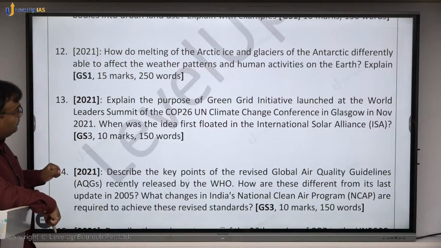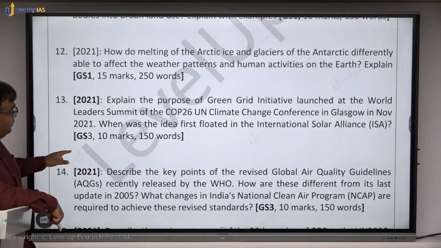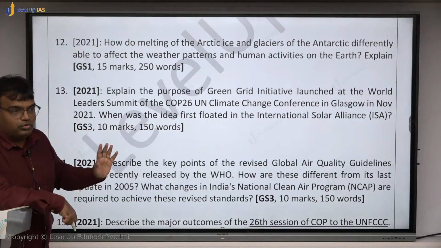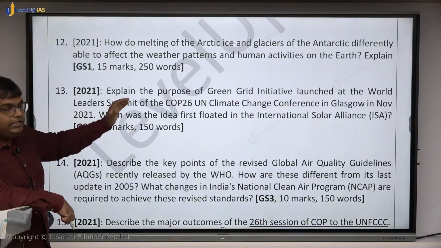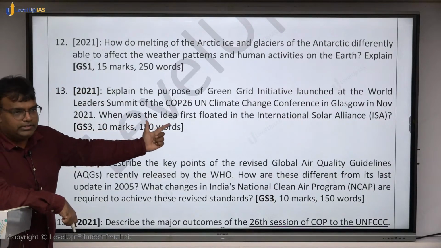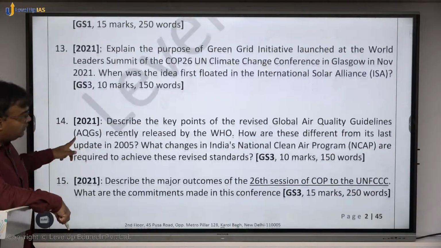Okay. Then, when was the idea first floated in the International Solar Alliance? Green Grid Initiative का idea was floated a year back at the meeting of International Solar Alliance. They asked this fact also.